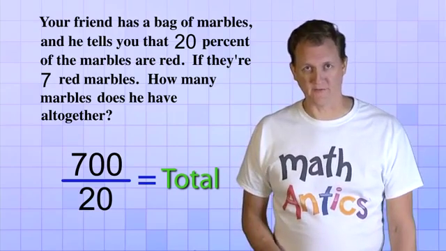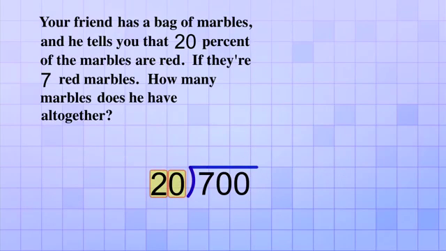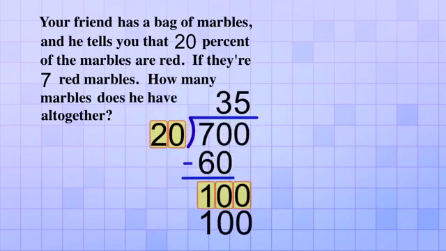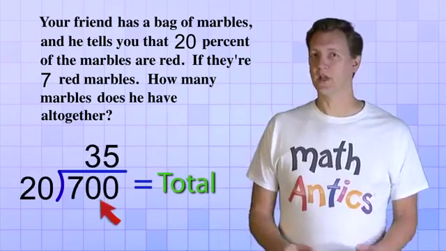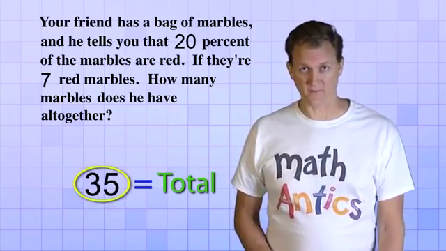Well, we could use a calculator to divide, but this doesn't seem too hard, so I'll just do the division the long way. 20 is too big to divide into the first digit, 7, so we'll need to include the digit next to it as well. Now we ask, how many 20s does it take to make 70 or almost 70? Well, that would be 3, because 3 times 20 is 60. 70 minus 60 leaves 10 as the remainder, and then we bring down the 0, and then we ask how many 20s will divide into 100. Aha! 5, because 5 times 20 is 100, so that leaves no remainder. So 700 divided by 20 is 35, and that means that the total number of marbles is 35.